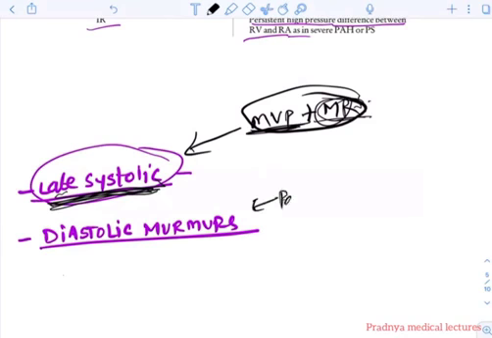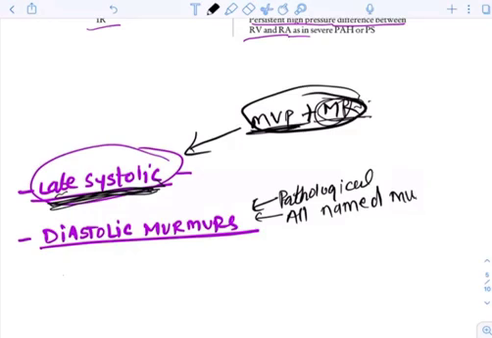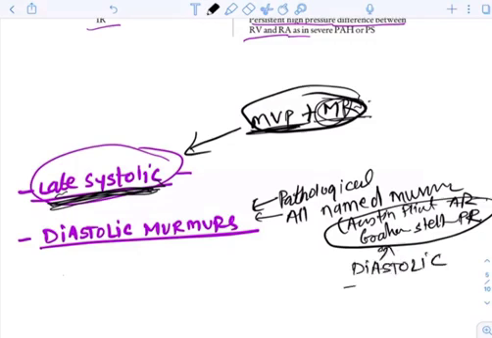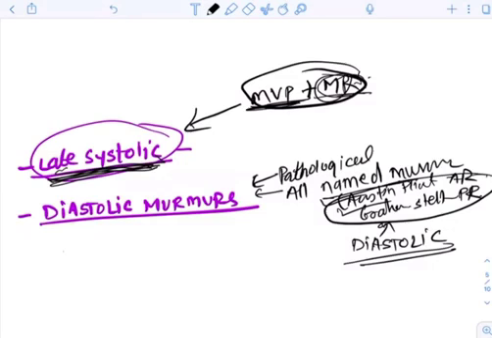Now diastolic murmurs. As I told you, diastolic murmurs are almost always considered to be pathological. The second point to remember is all named murmurs, such as Austin Flint, that occurs in AR, and Graham Steell, that occurs in pulmonary regurgitation. All these named murmurs are always diastolic murmurs. This is a basic rule to remember: no named murmur is systolic. Every named murmur is a diastolic murmur. The Austin Flint murmur, Graham Steell murmur, will be diastolic murmurs.